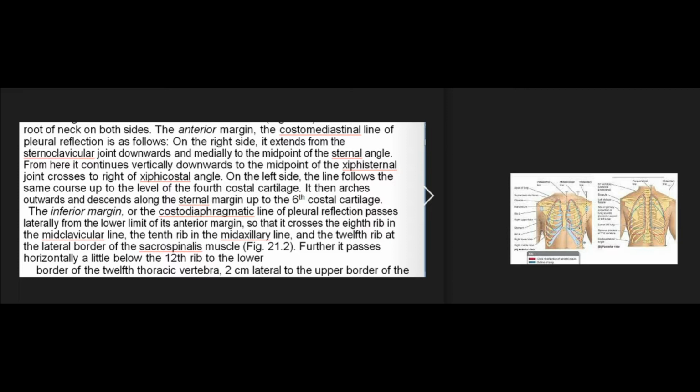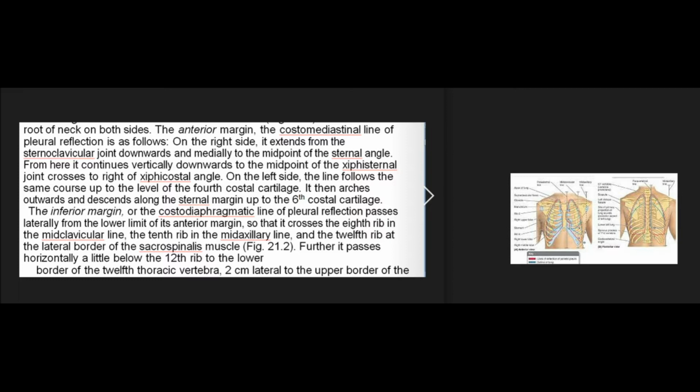On the left side, the line follows the same course up to the level of the fourth costal cartilage. It then arches outwards and descends along the sternal margin up to the sixth costal cartilage. The inferior margin, or the costodiaphragmatic line of pleural reflection, passes laterally from the lower limit of its anterior margin, so that it crosses the 8th rib in the midclavicular line, the 10th rib in the midaxillary line, and the 12th rib at the lateral border of the sacrospinalis muscle, Fig 21.2.